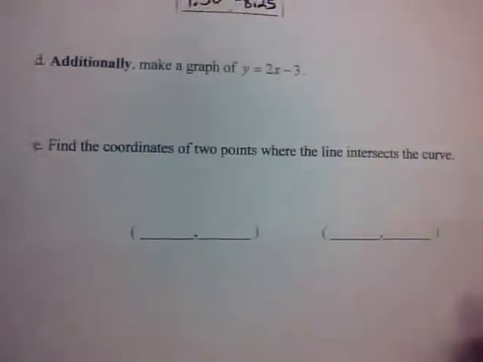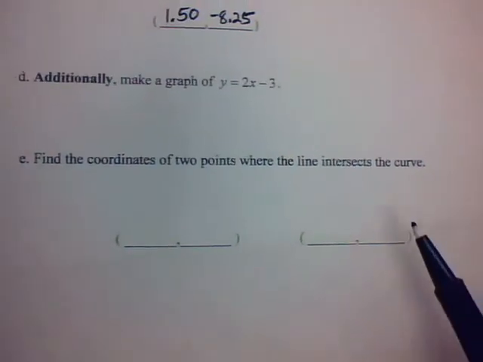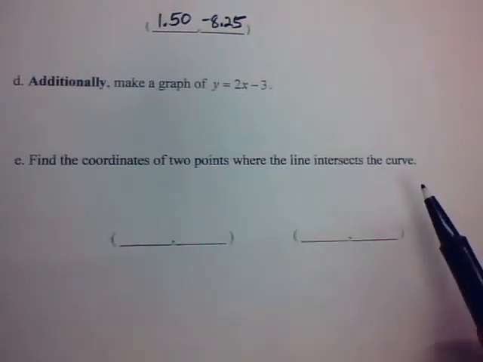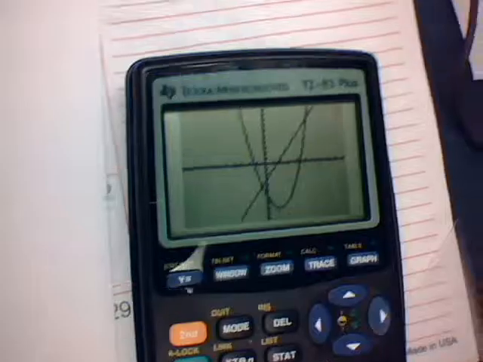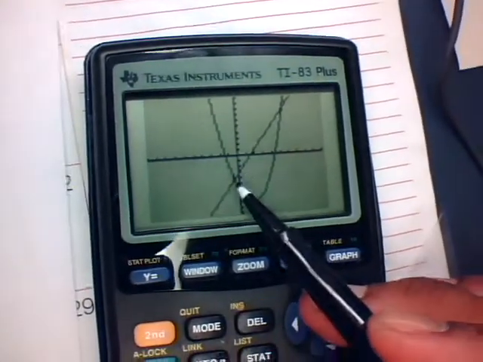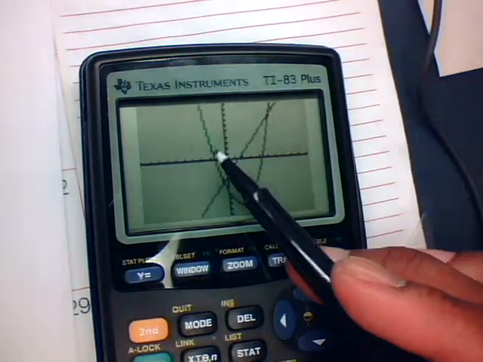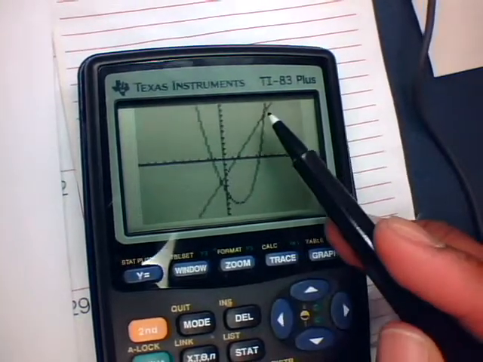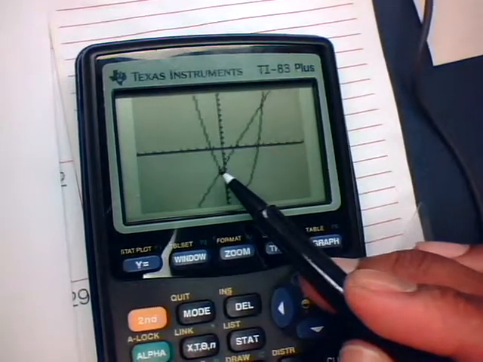That's going to help us answer part E. Find the coordinates of the 2 points where the line intersects the curve. In this case, we want to find out where our two intersections are for this graph and the line. There's one here and one here. Let's find the one at the very bottom.